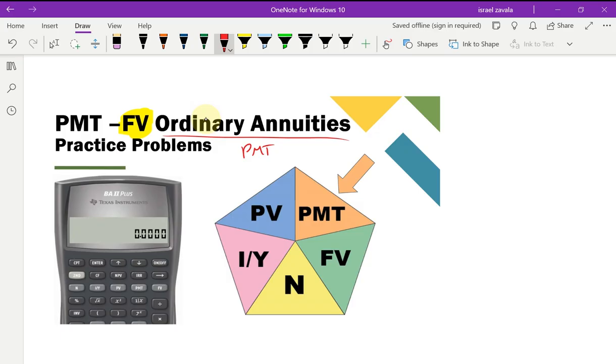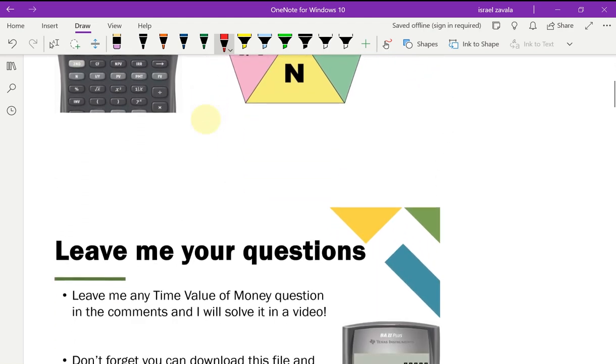You don't have to know what an ordinary annuity is at this point, but I'm just throwing that term out there so you guys can get used to hearing it. All right, let's go ahead and jump in.